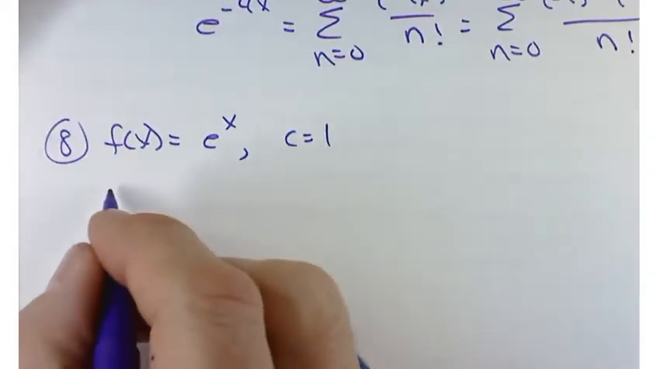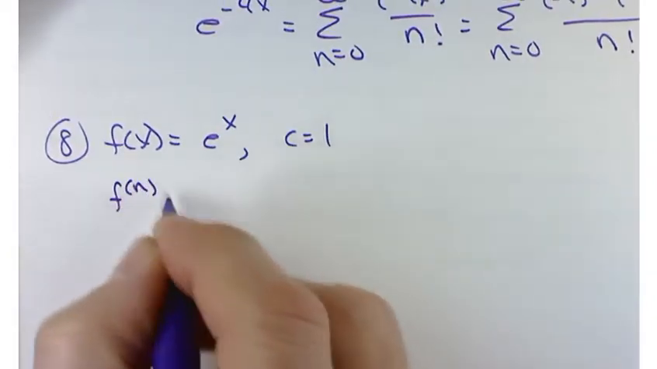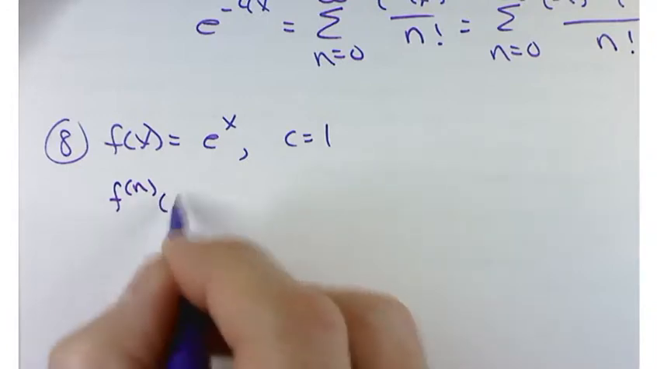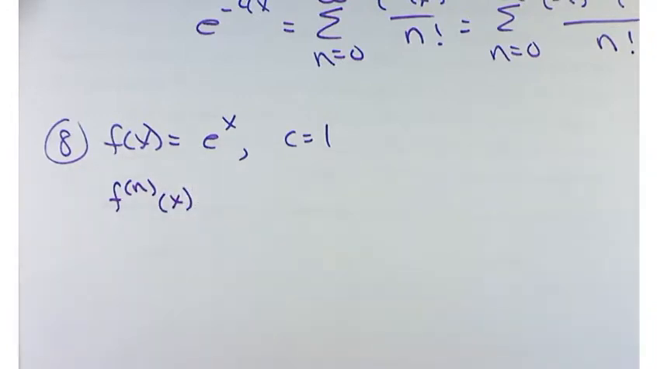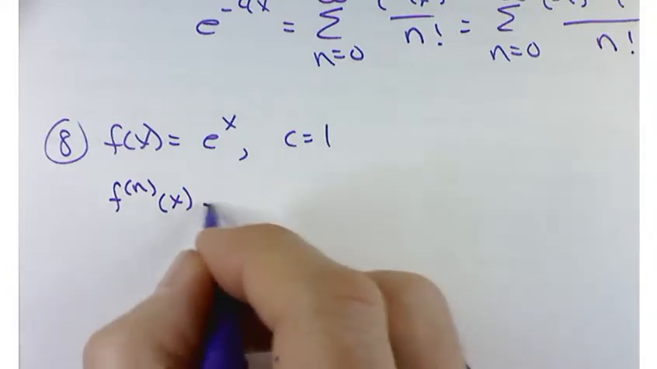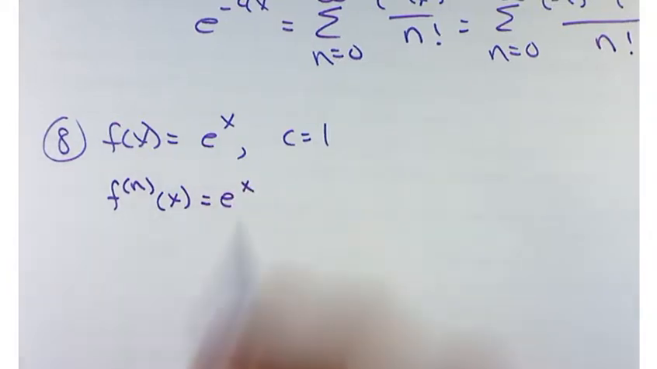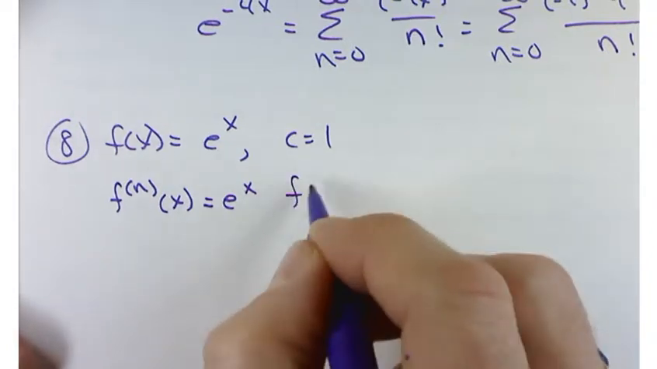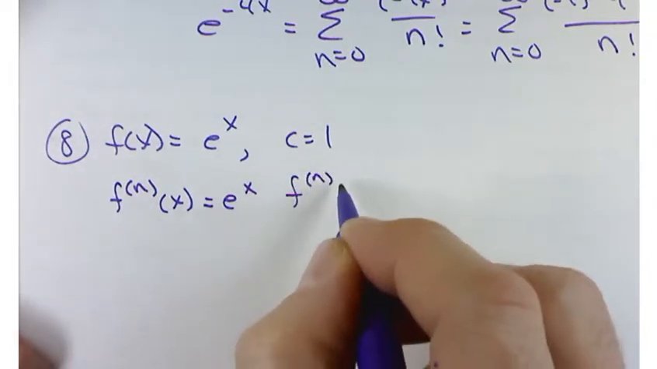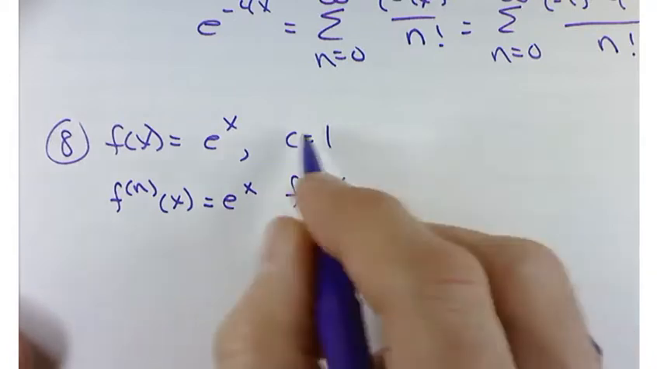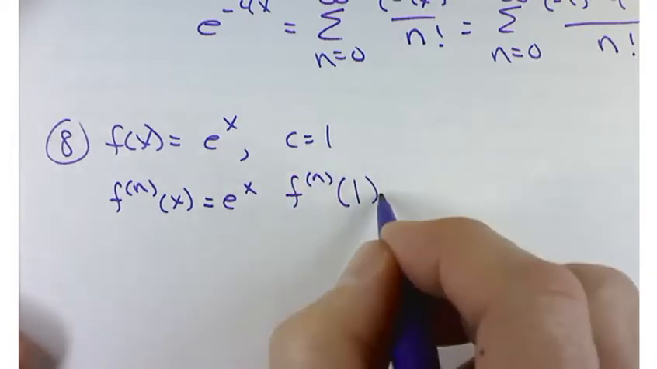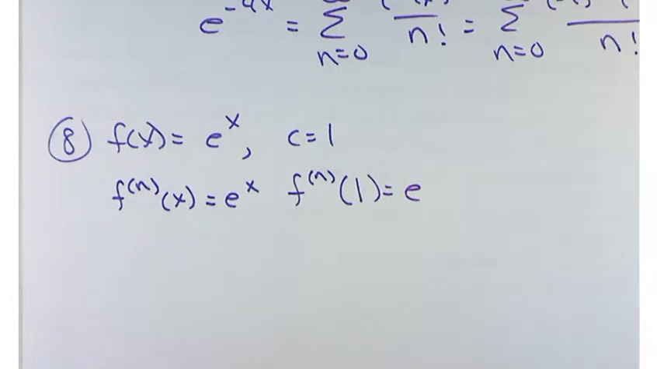So let's calculate some derivatives here. Well, the general derivative of this function, the first, the second, third, the fourth, whatever, is just going to be e to the x, right? So that's not going to change. And likewise, the value of the derivative at c is just going to be e to the first power, or e. So these coefficients have to be part of our calculation of the Taylor series.